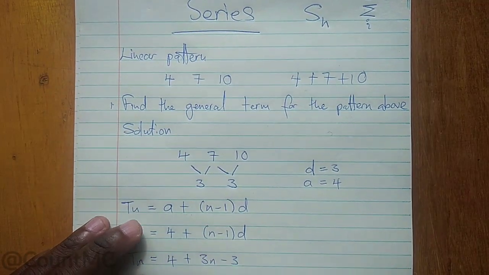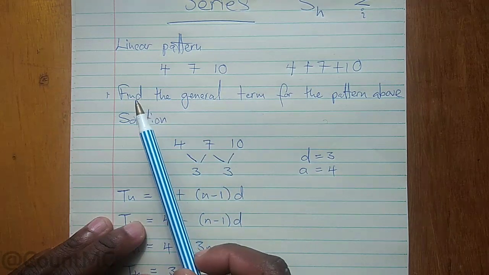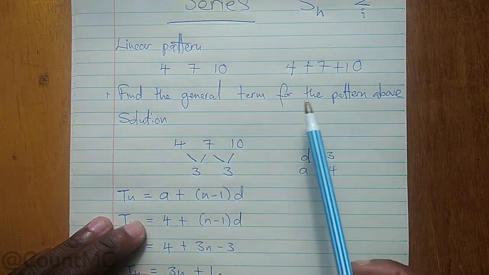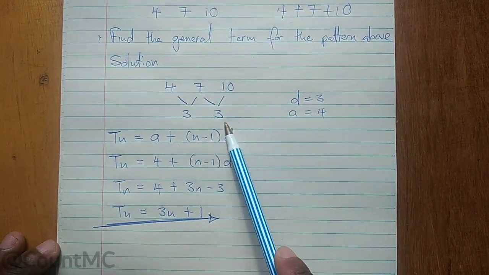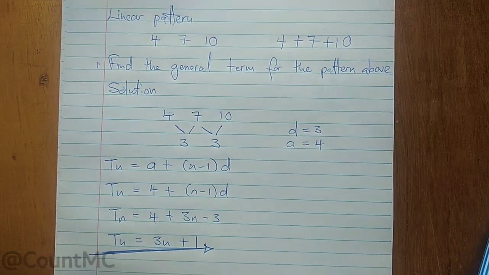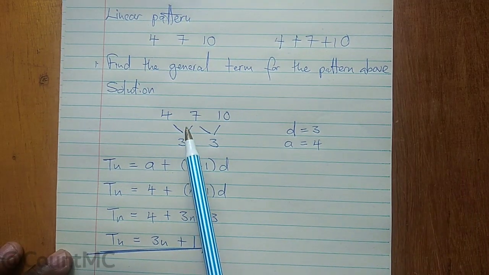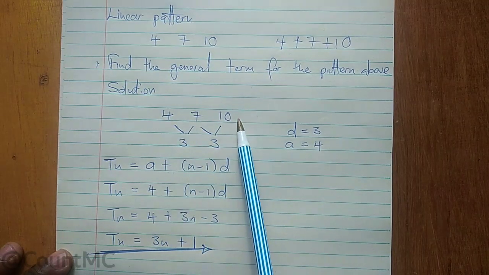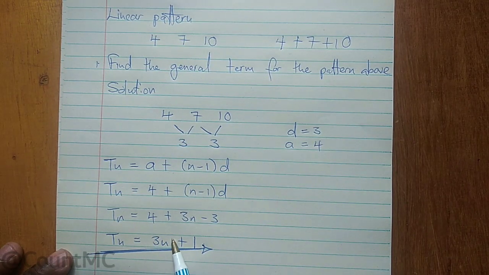Now we have an example here. We have a linear pattern 4, 7, 10, and they say find the general term of the pattern above. We have done this, and this is the calculation, and this is now the general term. Now when you are dealing with series, we'll be dealing with the pattern itself, or you'll be dealing with this formula. So that's why you were learning how to use this formula.